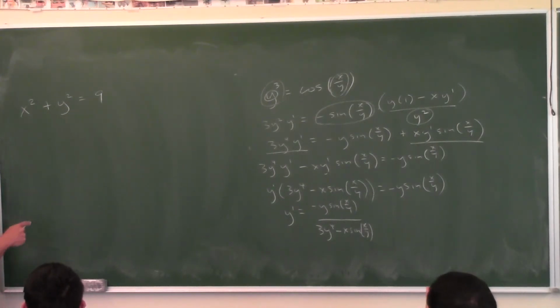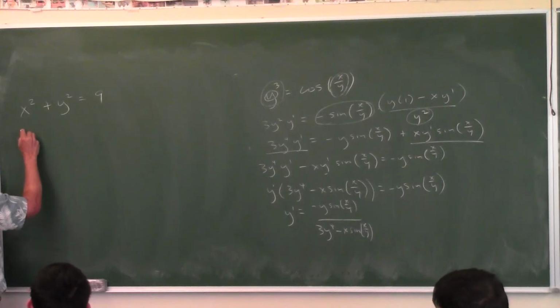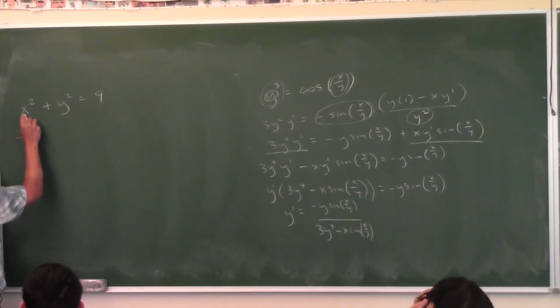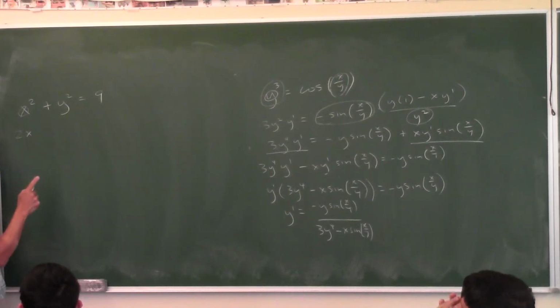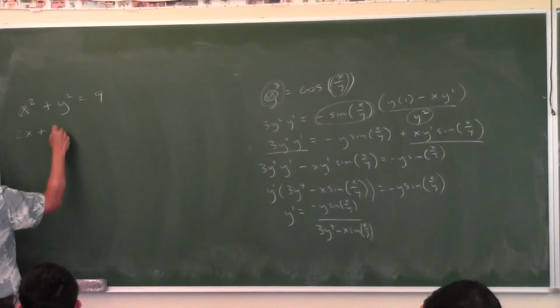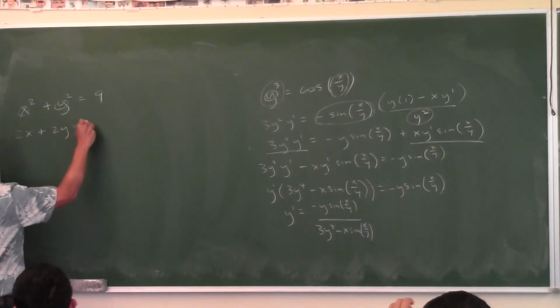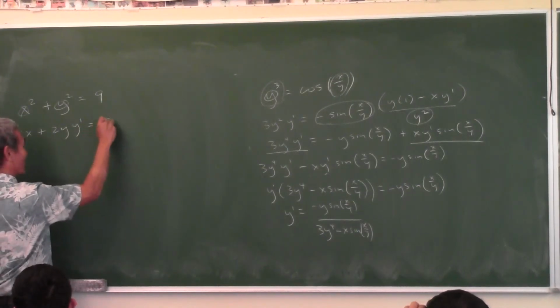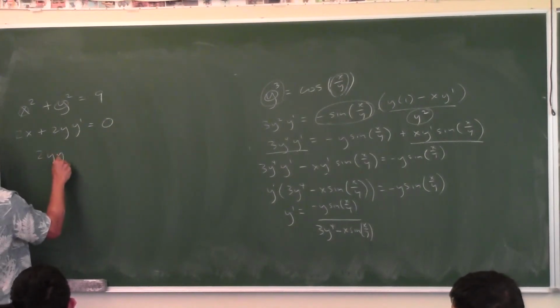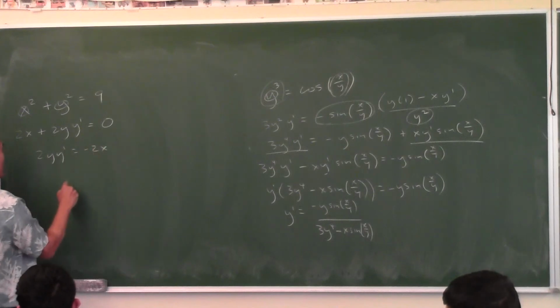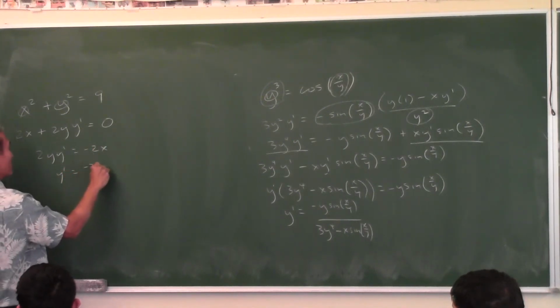Okay, so we're going to do implicit differentiation. Box squared: 2 box to the first times the derivative of box. 1. Good. Box squared: 2 box to the first times the derivative of box, y prime. Good. Derivative of 9? 0. 2y prime is equal to negative 2x. Y prime is equal to negative 2x over 2y.